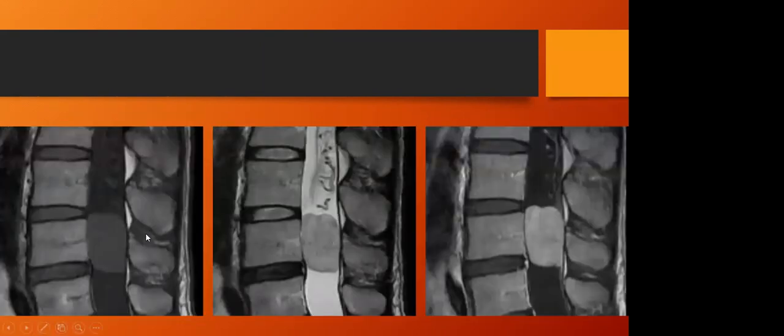This is a small ependymoma, oval in shape. Still, this is hyper in T1, as we said, because it contains myxoid components or mucus components. Hyper in T2, and here it takes homogeneous, strong enhancement.